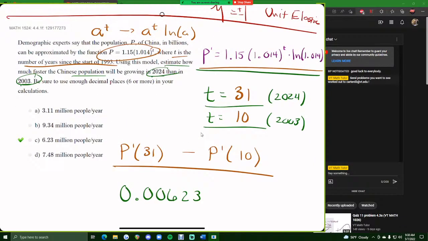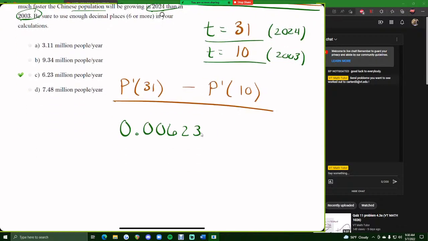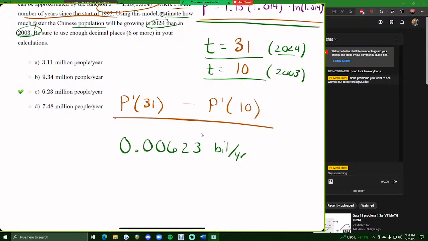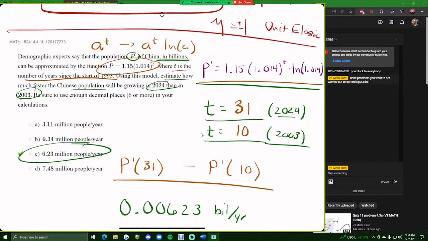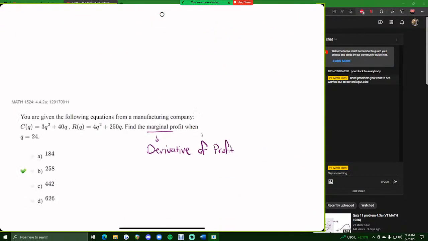Keep in mind, the function P is in billions. So what we just found is that the population in the year 2024 is growing 0.00623 billions more, billions per year faster than 2003. So basically we just want to multiply this by 1,000 to get it back in millions per year. So this will give us 623 million per year. And that's it. All right, let's keep rolling.